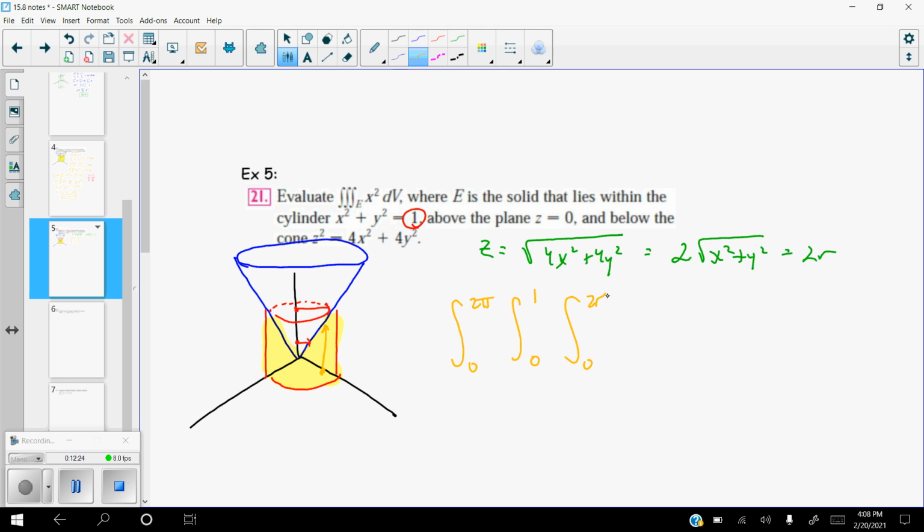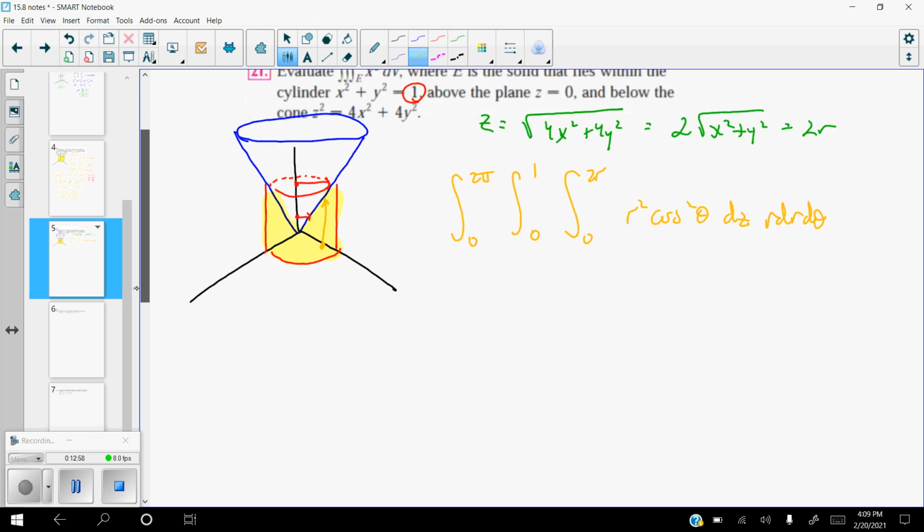And we are doing x squared. Now, we do have to convert x squared into terms of polar. If that was a z, no problem. We leave it as z because z is z in this case. But since it's x squared, we might need to change it to polar. And don't forget that x is r cosine theta. So if I square that, I'm going to get r squared cosine squared theta dz r dr d theta.